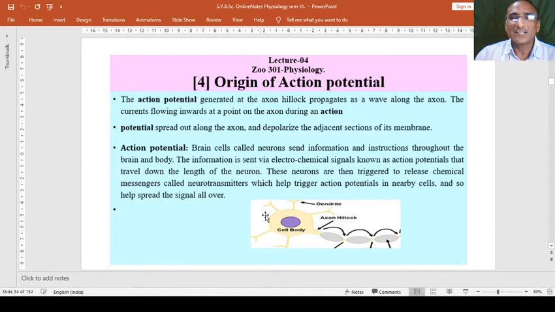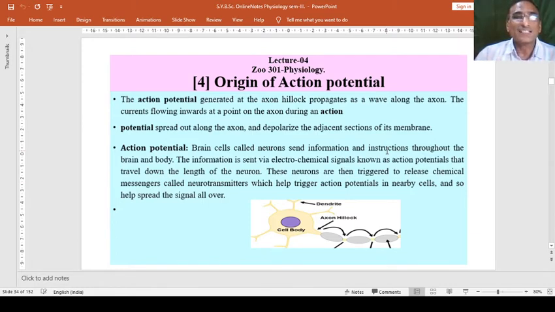This is the dendrite, this is the axon, and this is the neck, or we can call it the axon hillock. This is the region or area where the action potential originates. The origin of action potential is nothing but the axon hillock, which receives from these dendrites and passes the signal through the axon.